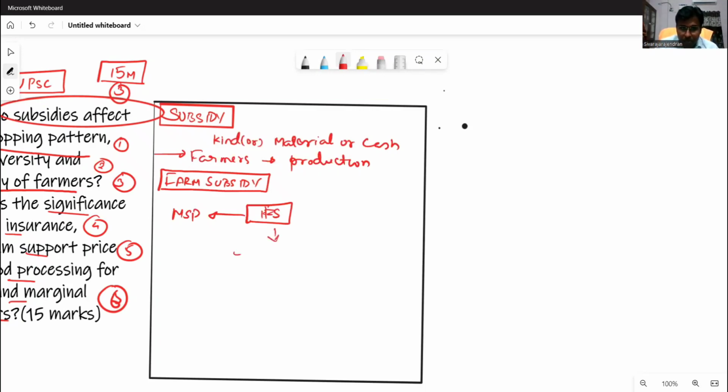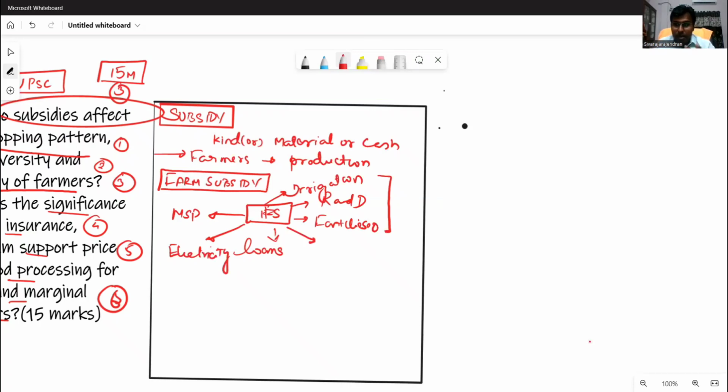MSP is there, loans are there, fertilizer is there. Any other thing you think of? Research and development is also a subsidy. Irrigation by the government is a subsidy. These are all indirect subsidies. Electricity is a subsidy. Seed is there, and PM Kisan cash transfer. So, cash transfer.